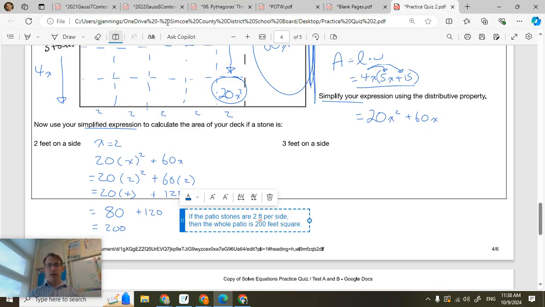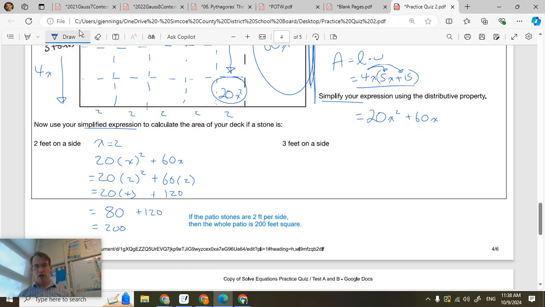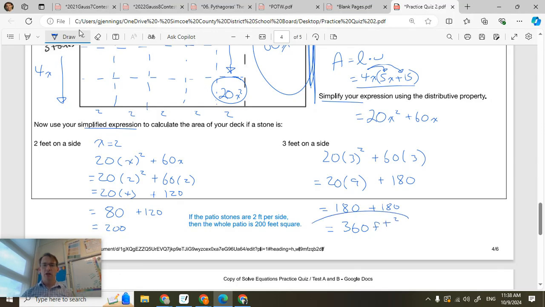Okay, cool. And now we do 3 feet on a side. This is what it looks like. Hang with me for 2 minutes. It won't take me that long. 20 times 3 squared plus 60 times 3. Work it out. This is 20 times 9. 3 squared is 3 times 3, 9. Plus 60 times 3, 180. 20 times 9, well, that's also 180, plus 180. Okay, there my deck will be 360 feet square. Cool. So that way you could analyze different situations like that.